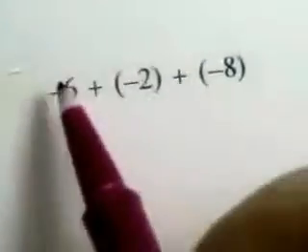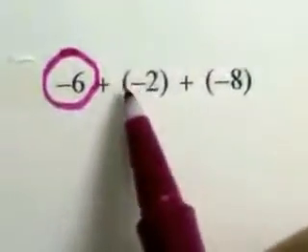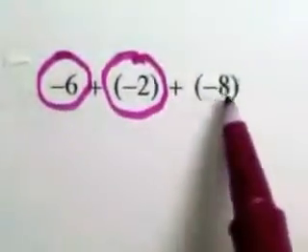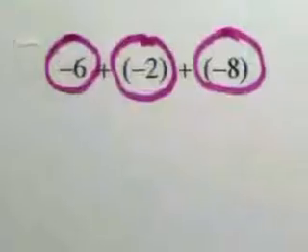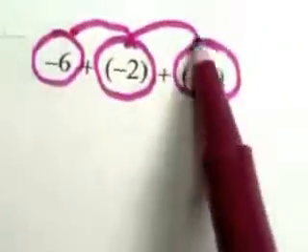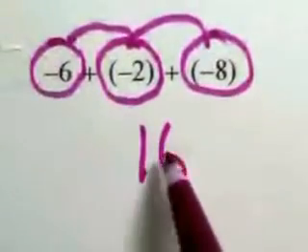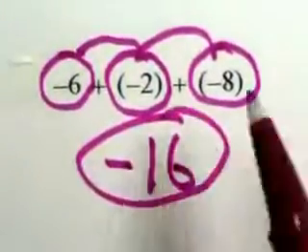Okay, let's see. No double negatives. That's a negative. Now again, this is a negative, and negative 2, and 2 boys, and 8 boys. So they're all negative, so we just add them together. 6 and 2 is 8, and 8 and 8 is 16. There's a total of 16 boys.